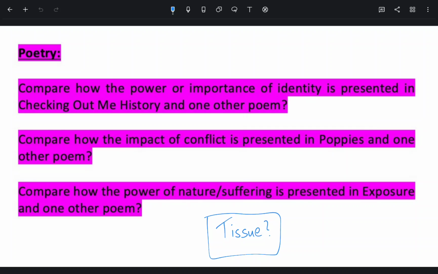So eventually, I'm sure if you put yourself in the exam board's shoes, it says 15 poems. Surely, it's just a matter of time before they put tissue in the exam for you to look at. So that's my advice to you all for that. And that is it for our English literature predictions.